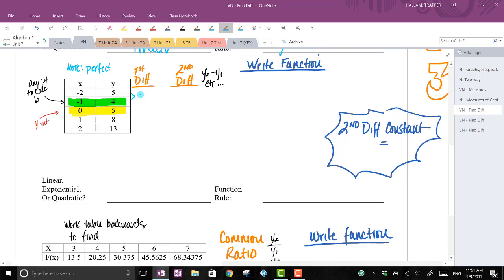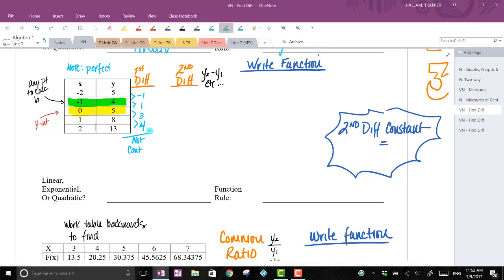Let's go ahead and take that first difference. So from 5 to 4, or y2 minus y1, is going to give me a -1. And then continuing that process from 4 to 5, I'm going to go to +1. From 5 to 8, I'm going to go to 3. And 8 to 13, I'm going to go to 4. So that's not constant. I'm going to write it so that you see that that's not constant. Which means that I have to do something else. It means that it's not linear data.